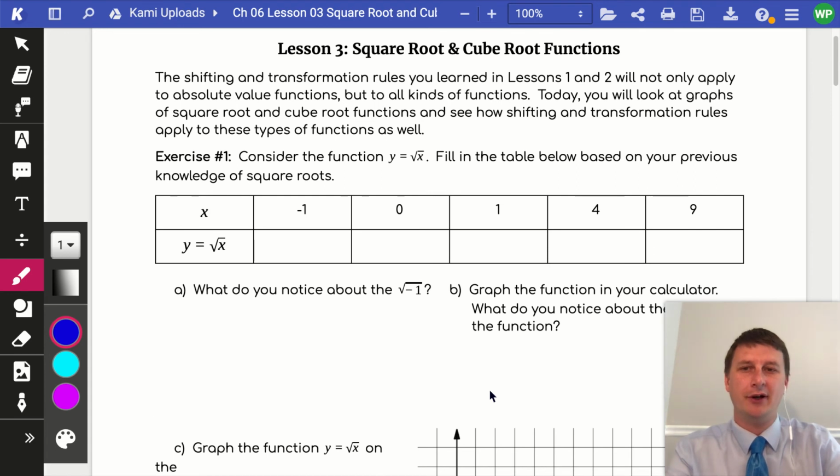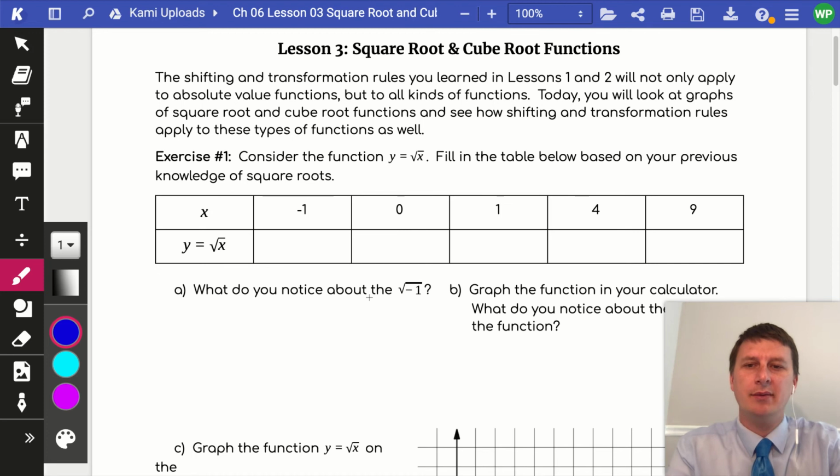In this video, we're going to be taking a look at lesson number 3, square root and cube root functions. The shifting and transformation rules you learned in lessons 1 and 2 will not only apply to absolute value functions, but to all kinds of functions. Today, we're going to look at graphs of square root and cube root functions and see how shifting and transformation rules apply to these types of functions as well.